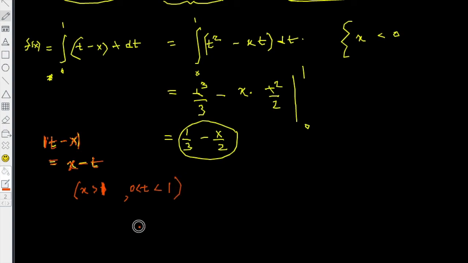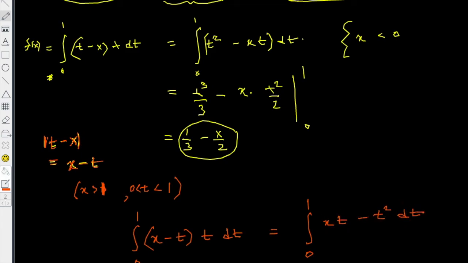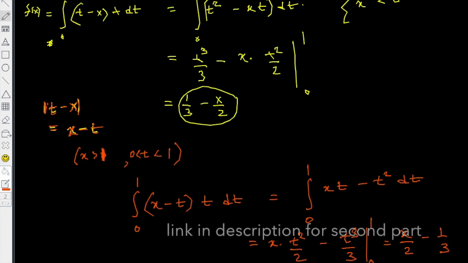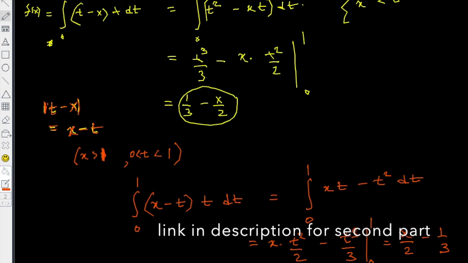So we can again integrate from 0 to 1 of x minus t times dt. So let's again open the brackets: xt minus t squared dt. This would become x times t squared by 2 minus t cubed by 3, from 0 to 1. So this will be simply x by 2 minus 1/3. So this is f of x when x is greater than 1.